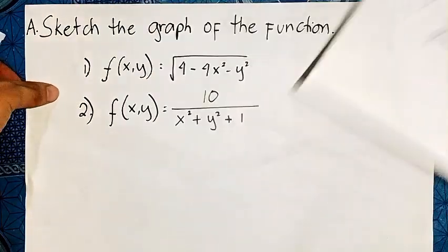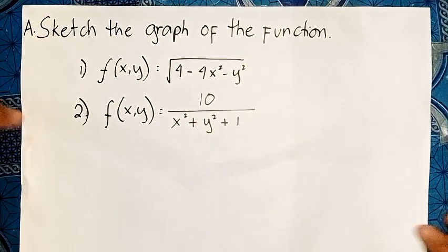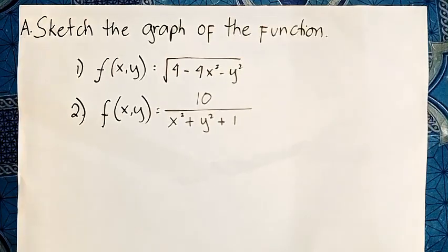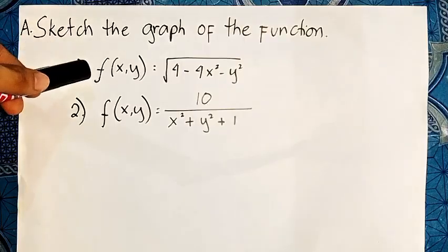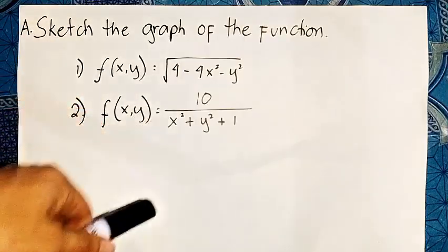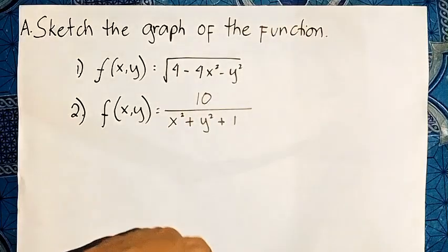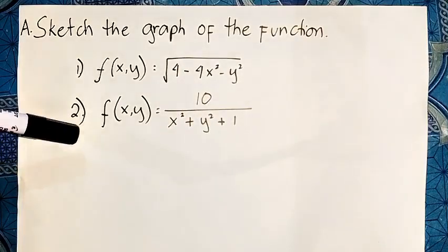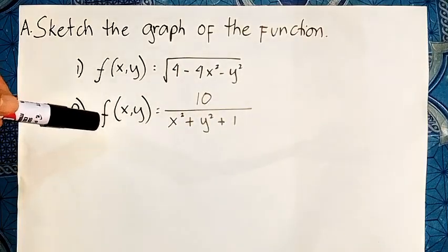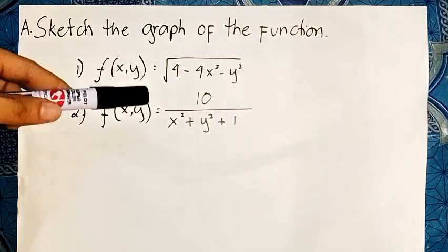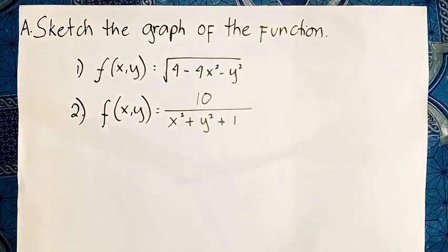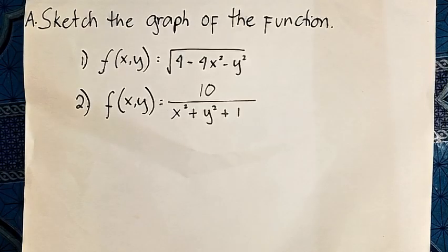So I have here a problem. We have to sketch the graph of the function. We have item number 1: f of x and y is equal to the square root of 4 minus 4x squared minus y squared. And number 2 is f of x and y is equal to 10 over x squared plus y squared plus 1. Now let's start with item number 1.